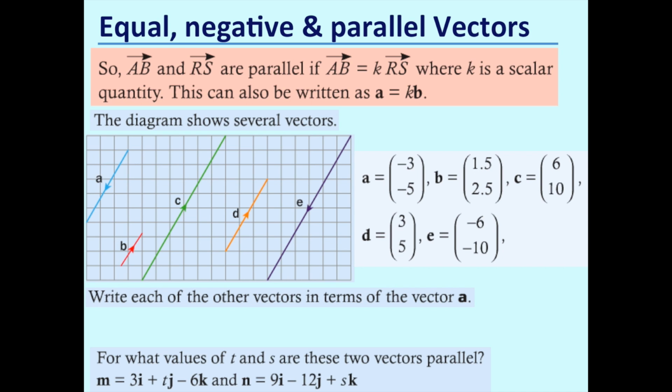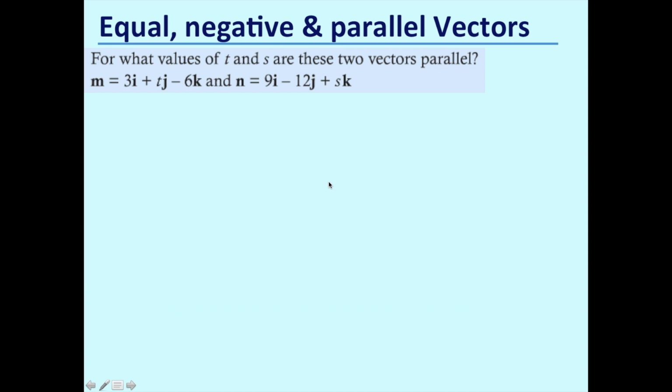So this is the column vector for each of these, and we should be able to see that vector b is half of the magnitude and in the opposite direction. Vector c is twice the magnitude in the opposite direction. Vector d is the same magnitude as a in the opposite direction, and vector e is twice the magnitude in the same direction. So the extension, this was a little bit harder.